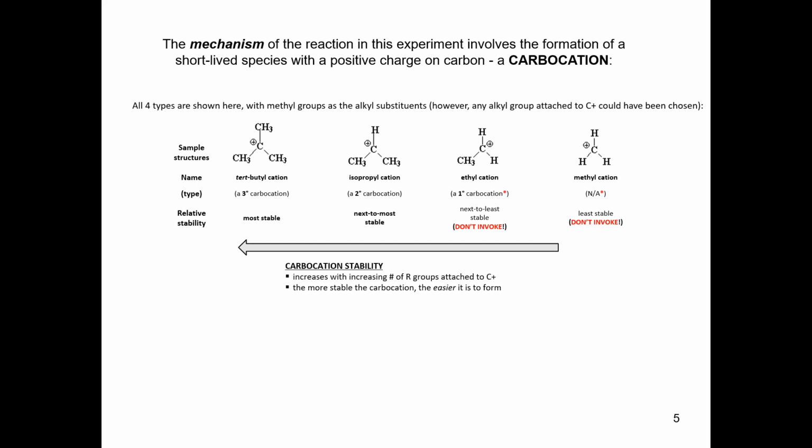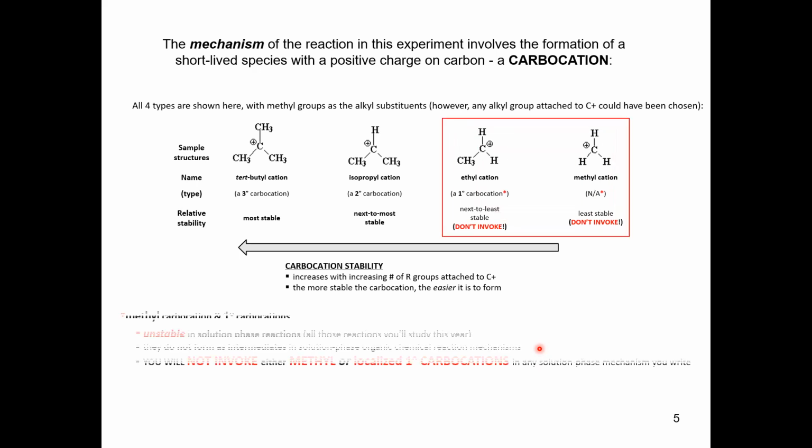The positively charged carbon of a tertiary carbocation is attached to 3 alkyl groups, and the positively charged carbon of secondary carbocations are attached to 2 alkyl groups. Tertiary and secondary carbocations are commonly encountered as mechanistic intermediates in organic reaction mechanisms, while primary carbocations and methyl carbocations are way too high in energy to form in solution phase organic reactions, which are the type of reaction you'll encounter in your organic chemistry courses.